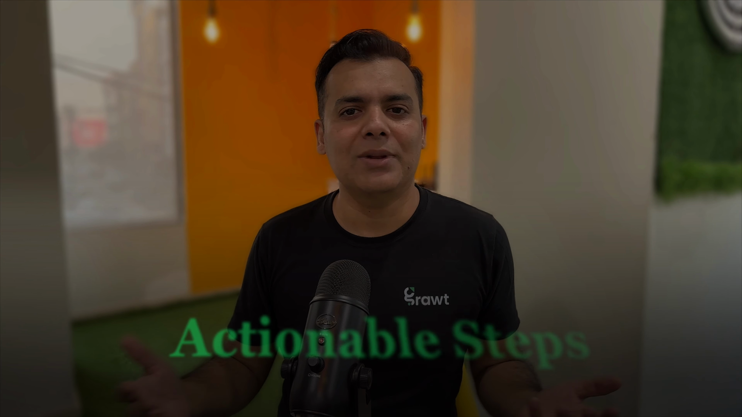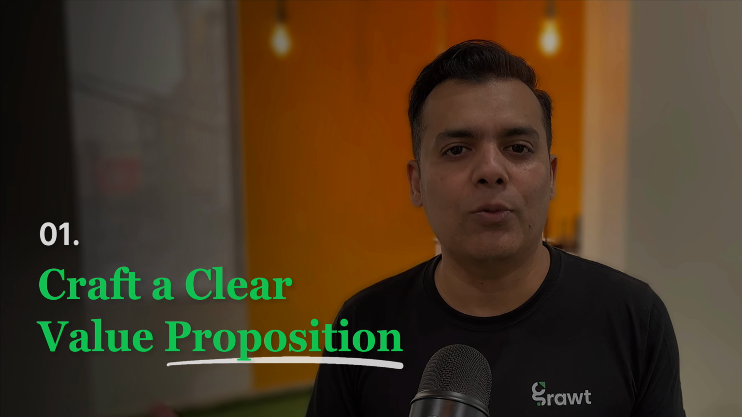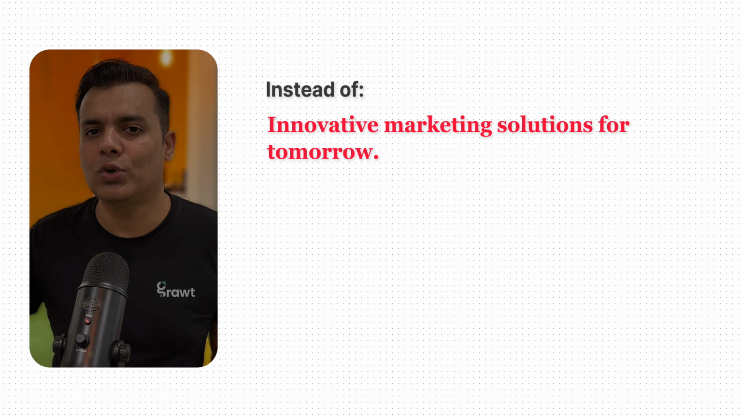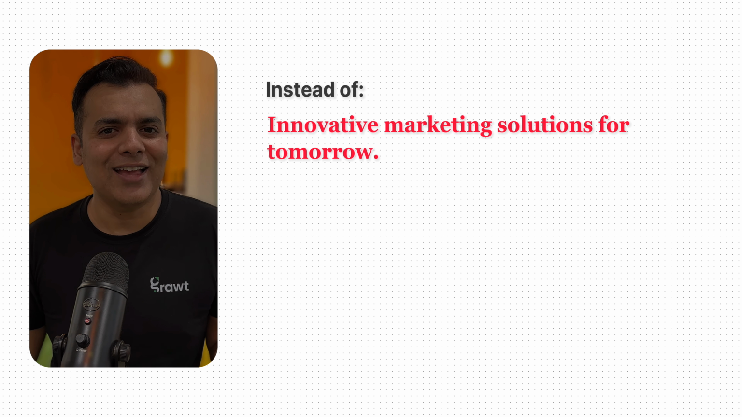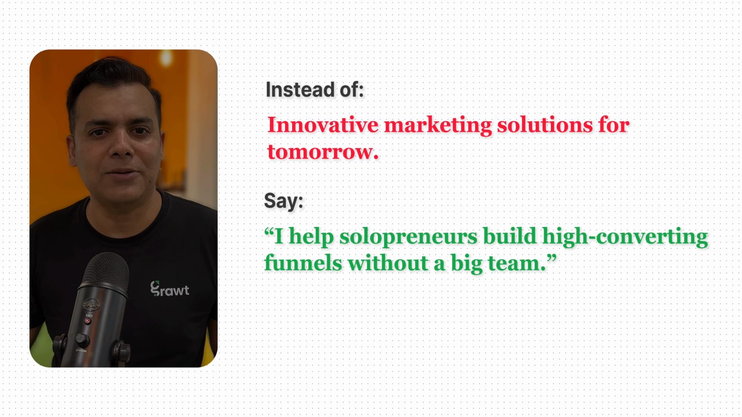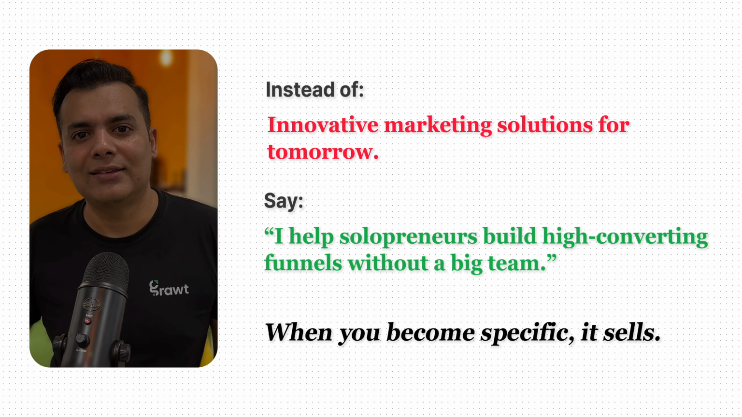Let me share some actionable steps that you can implement to fix the clarity problem. The first step is to craft a clear value proposition. What I mean is, you must say exactly what you do and who it is for in simple language. For example, instead of saying innovative marketing solutions for tomorrow, simply say I help solopreneurs build high converting funnels without a big team. Because when you become specific, it sells.